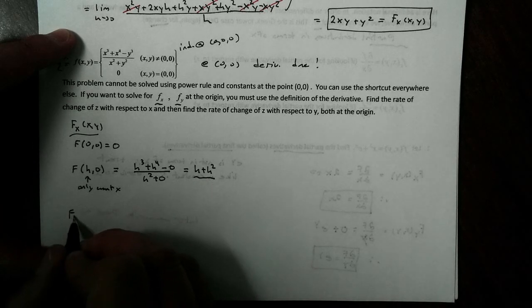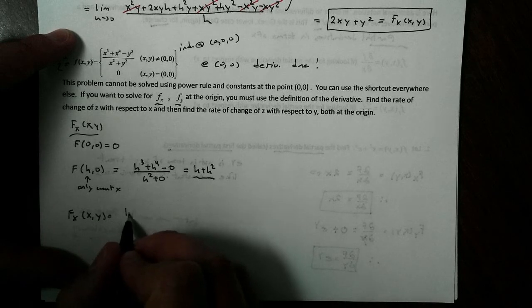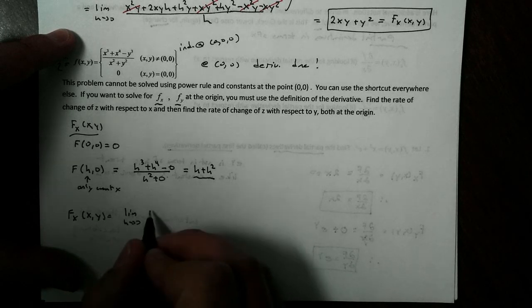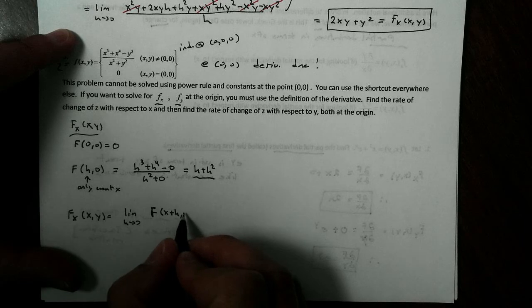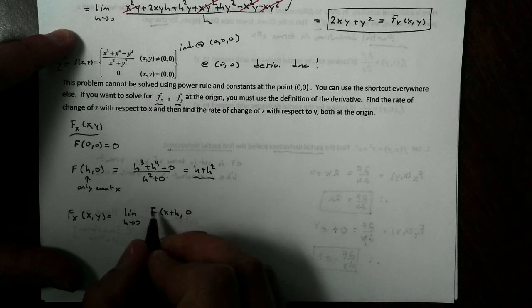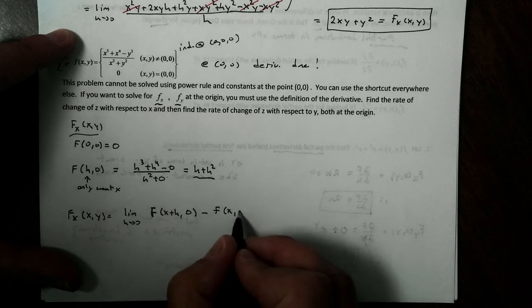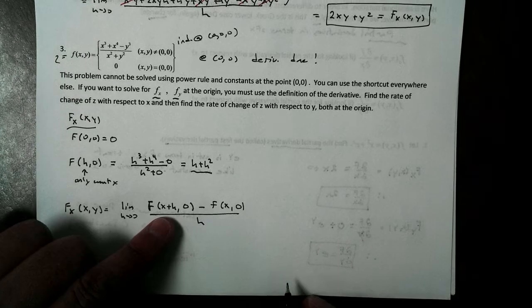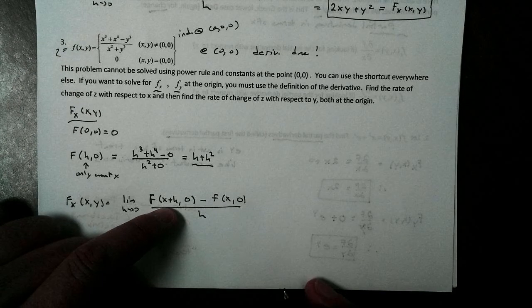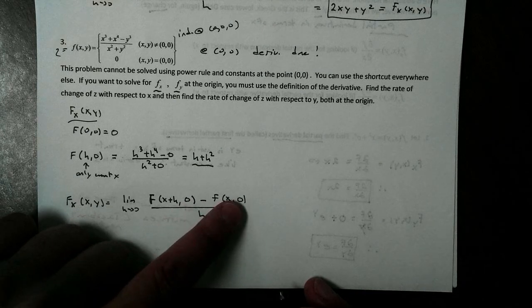Finding the partial then, I can write this now as the limit as h goes to 0 of, remember my rule, f of x plus h, 0 minus f of x, 0 all over h. Remember, the only thing we're interested in is the change in the x values. I'm not interested in a change in the y's. Those are always going to be 0 for us.